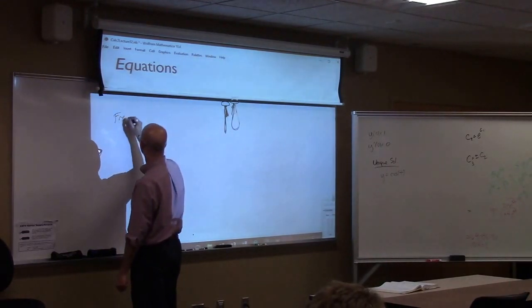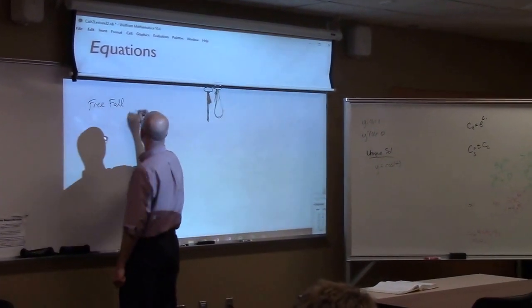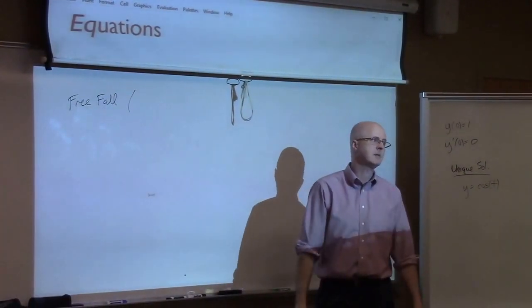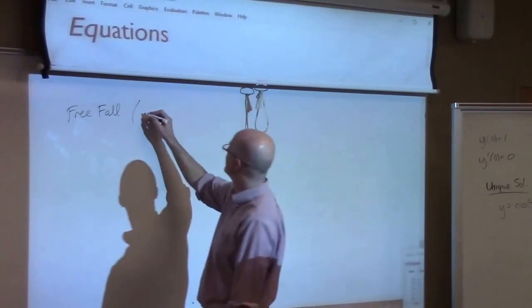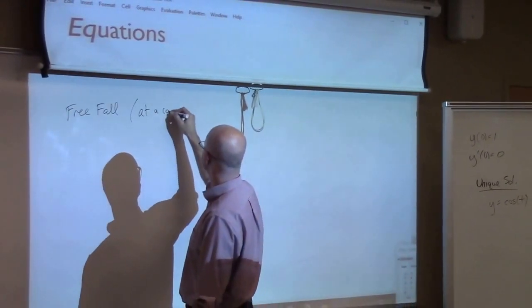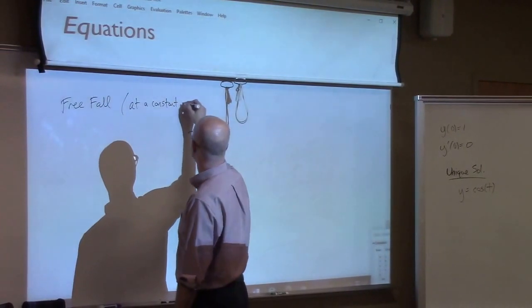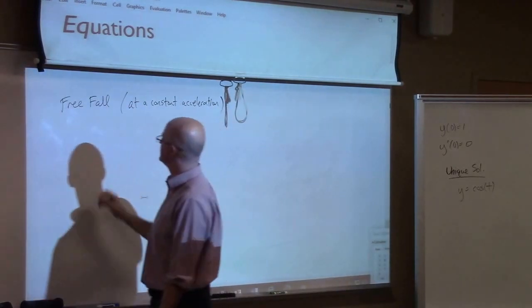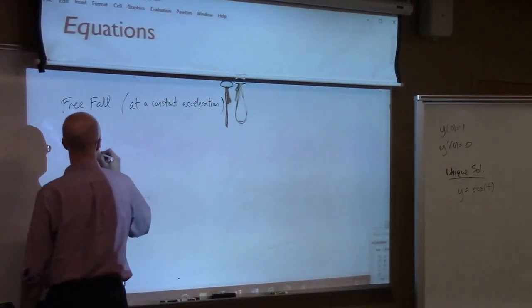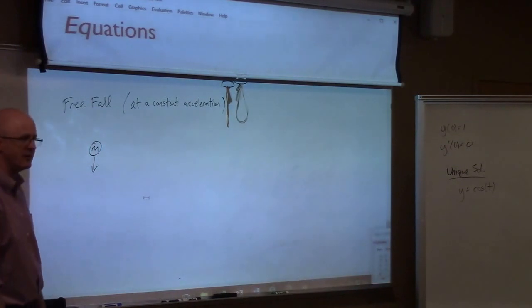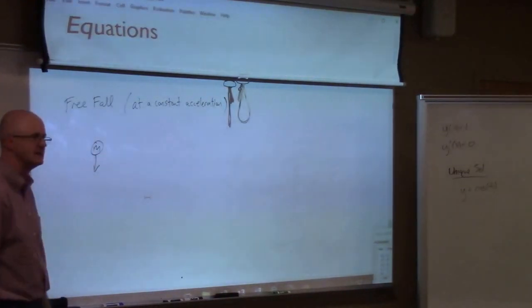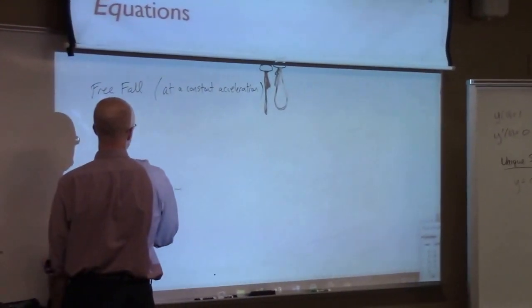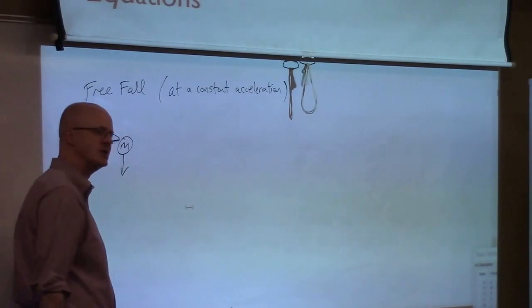Free fall, with the acceleration due to gravity being the only acceleration, the force due to gravity being the only force. So this is at a constant acceleration. So you've got a mass, m, falling through the atmosphere, maybe it's a rock. The force due to gravity has magnitude m times g.